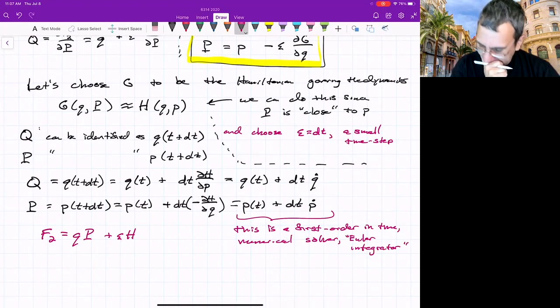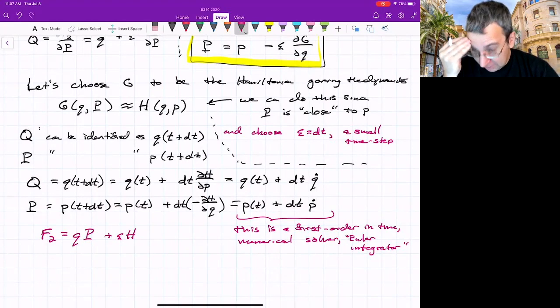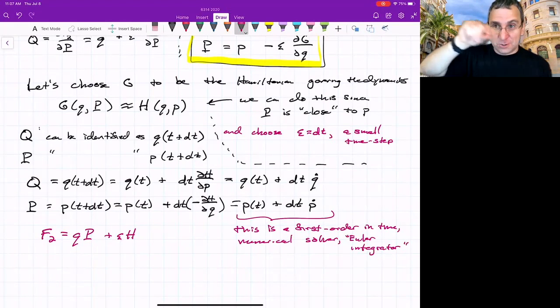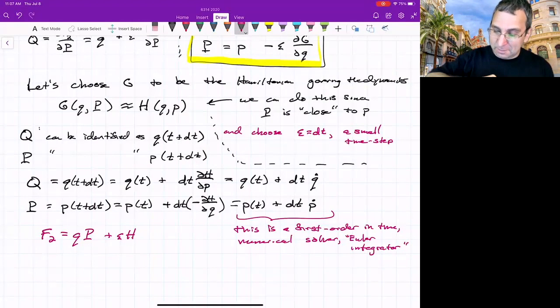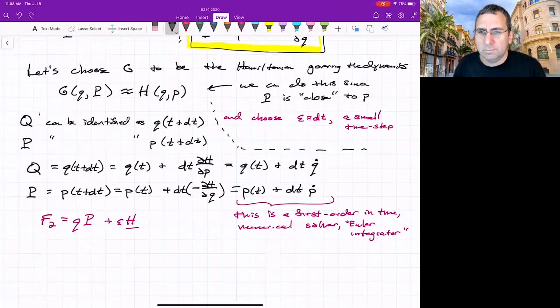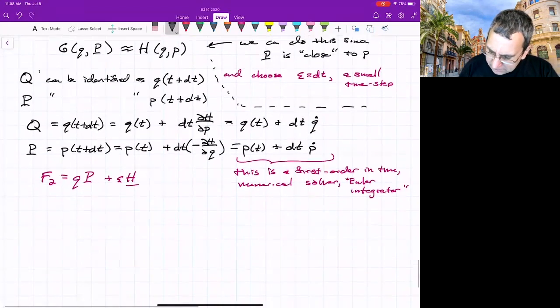But what does this mean? This means that at least over small times, the solution to the trajectories of Hamilton's canonical equations is also a canonical transformation generated by this generating function that includes the Hamiltonian. If that made sense, not sure.